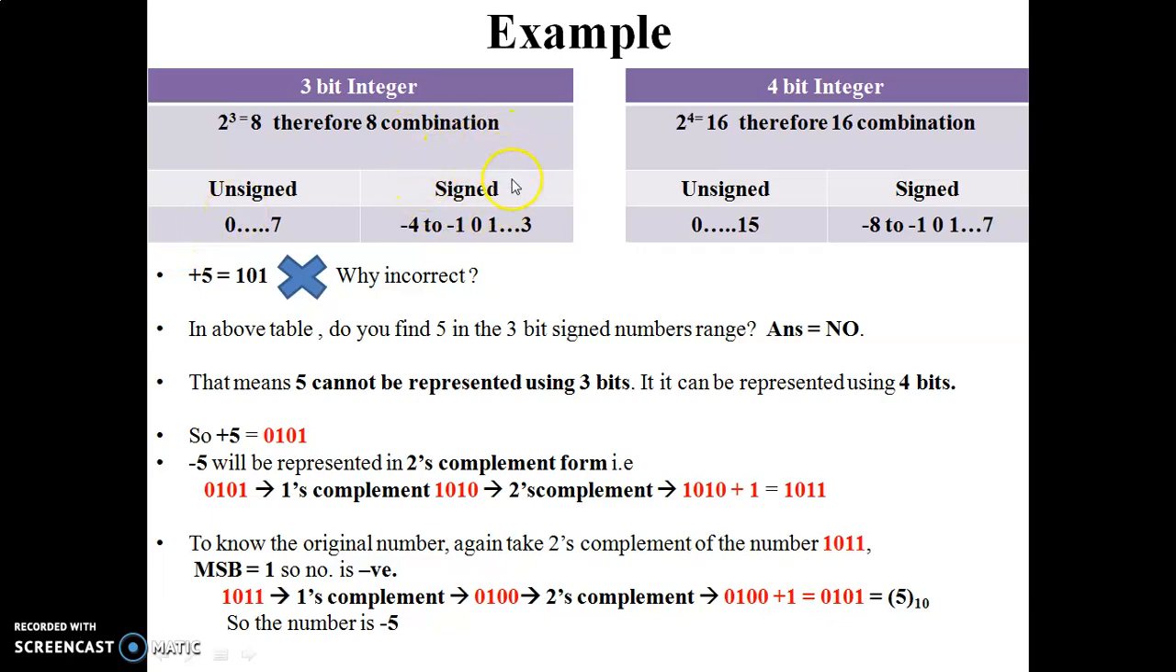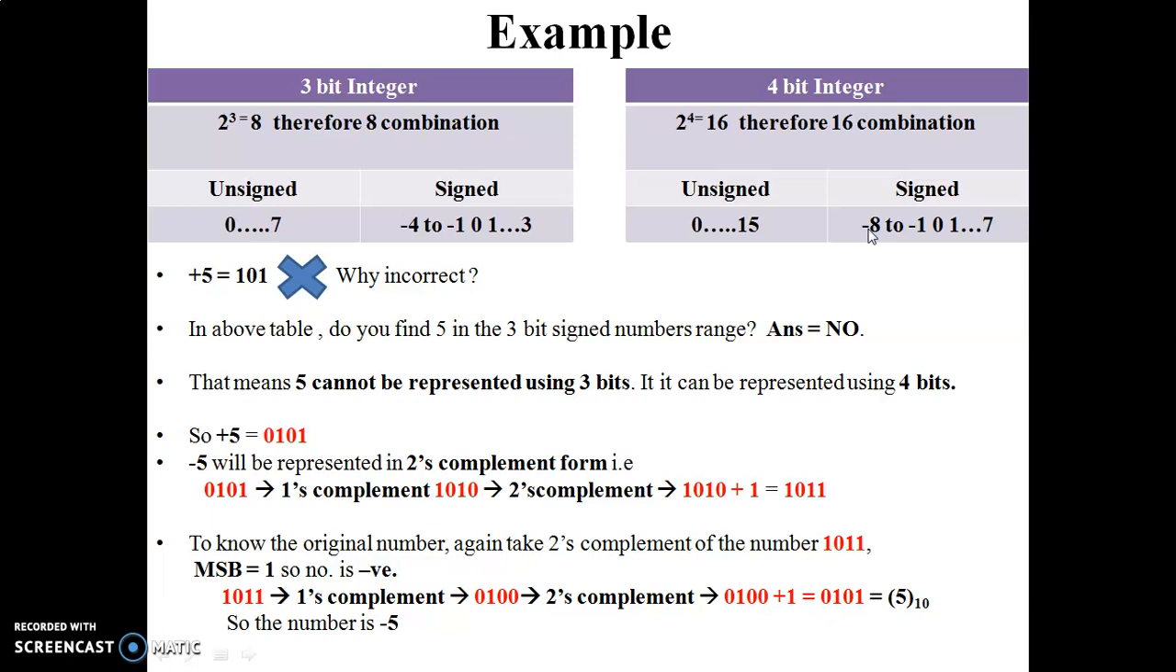When I say signed number system, that means half of the numbers will be positive and half of the numbers will be negative, which means from 0 to 3 will be positive and from -1 to -4 will be negative values. In a similar manner, if I use a 4-bit number, then 2 raised to 4, that means I will have 16 combinations. If the unsigned number system is used, I will have representations for positive 0 to 15. And if I use the signed number system, from 0 to 7 I will have positive representations, and negative representations for the numbers -1 to -8.